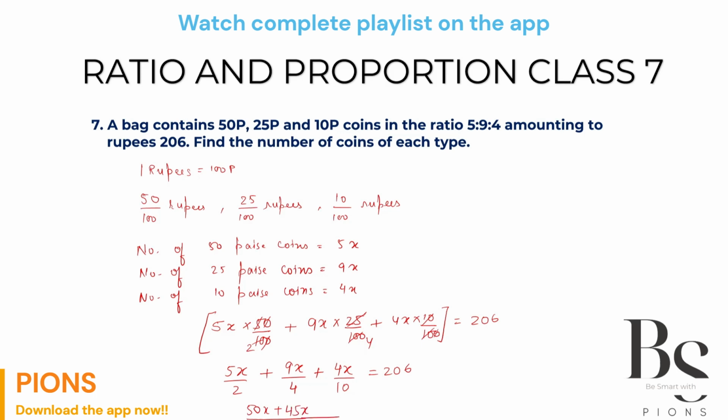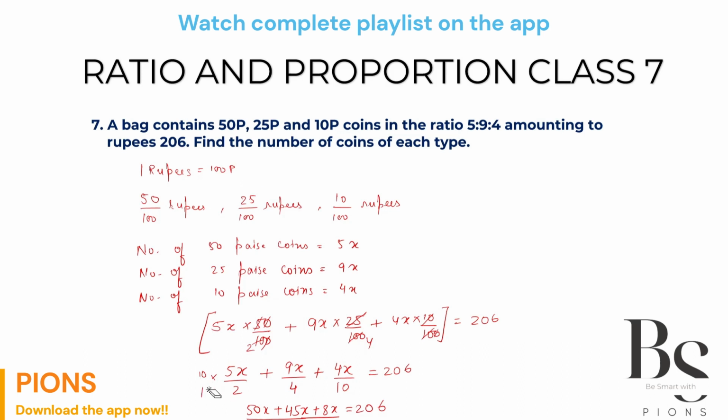Again I am repeating, I have taken LCM. LCM is 20. 10 2s, so 2 4s, okay. 10 2s, 2 4s, 8x is equal to 206. Let me repeat this step. 20 is the LCM. So to make this 20, you have to multiply with 10. So when you are multiplying the denominator with 10, you have to multiply the numerator with 10 also. It will become 50x. Okay.